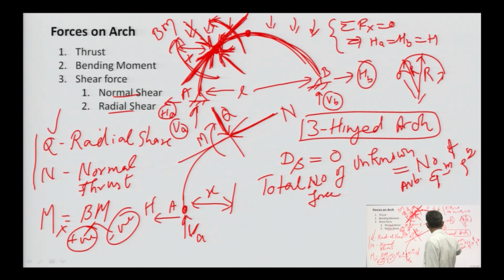If we are considering HA and HB, then there are 4 member forces. And the allowable static equilibrium equations are sigma Fx equals 0, sigma Fy equals 0, sigma Mz equals 0, which is 3 equations. Due to the internal hinge we have another additional equilibrium equation that gives 0 bending moment, for both the left hand and right hand sides. So the bending moment at the crown is 0.